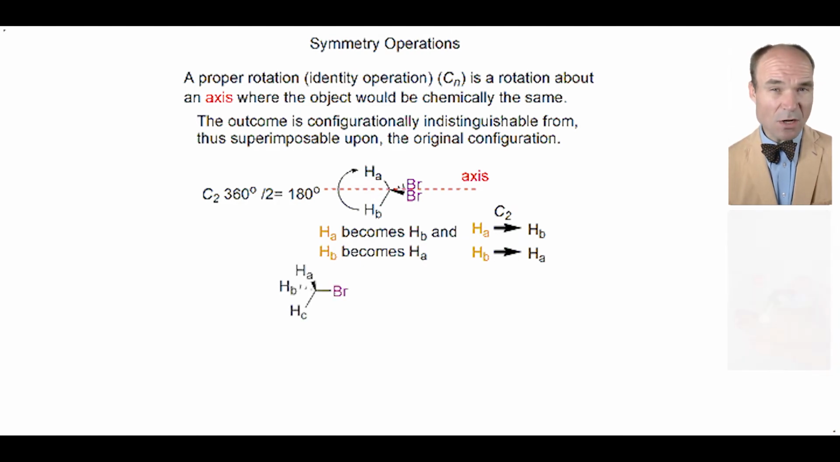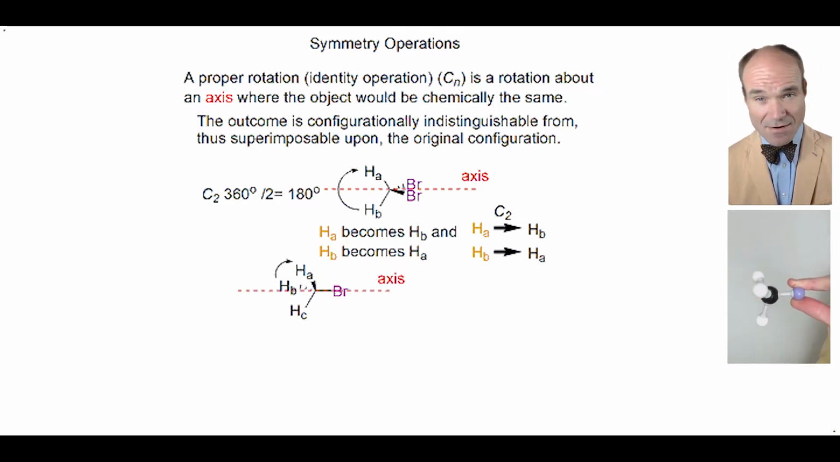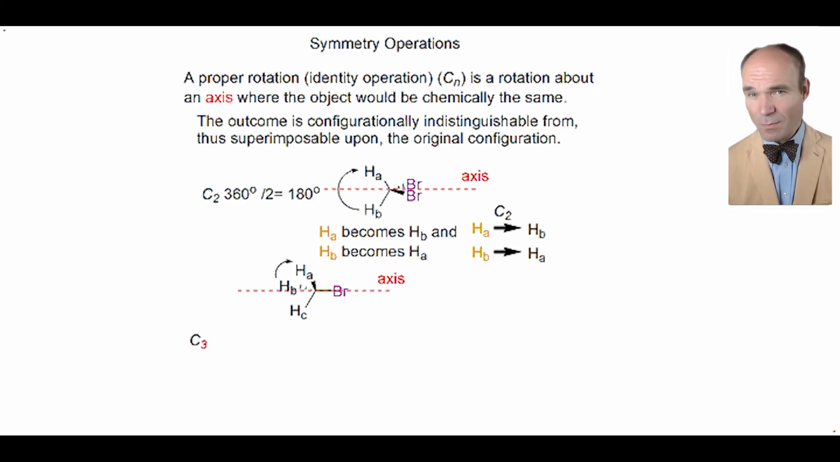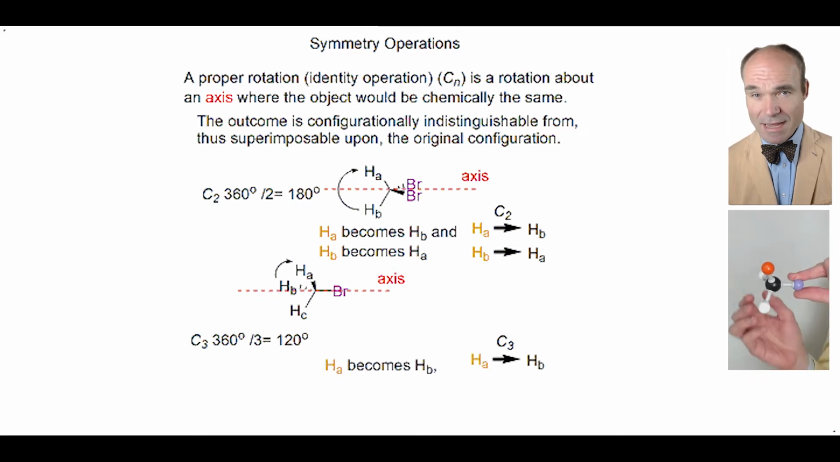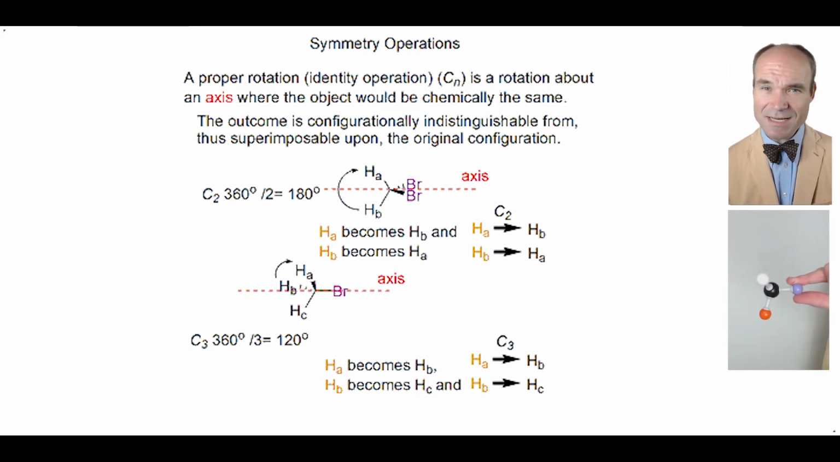What about bromomethane? Here we will consider the axis down the carbon-bromine bond and carry out a C3 operation. The amount of rotation is 360 degrees divided by 3, so 120 degrees. As a result of this operation, HA moves to the HB region, HB moves to the HC region, and HC moves to the HA region.